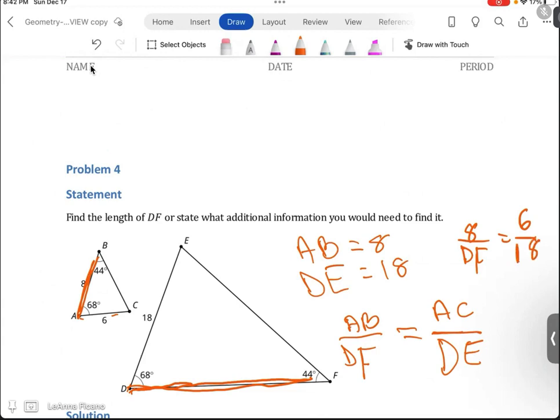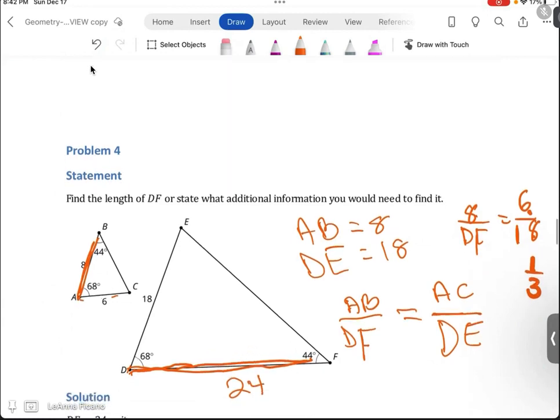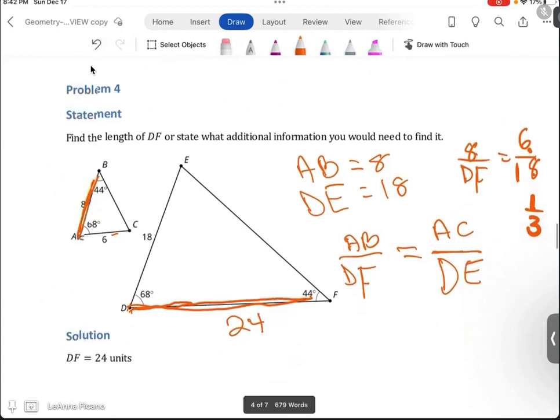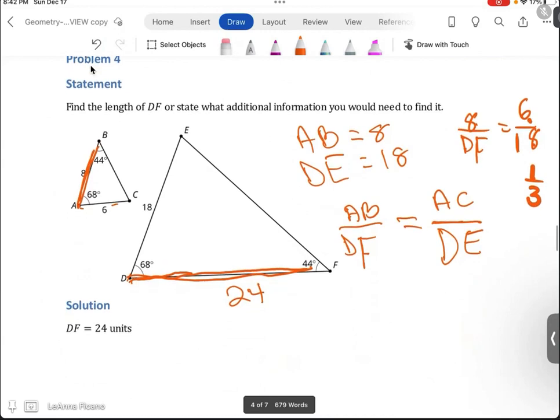You can cross multiply and then solve for DF, but you can also see that 6 over 18 is 1/3. So 8 is 1/3 of 24. So DF is going to be 24. If you want, you can cross multiply and solve for x. I just chose to do it an easier way for me. So yes, it's 24 units.